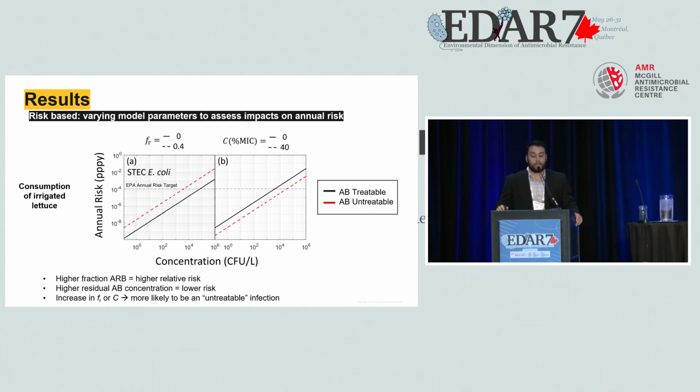Some of the key takeaways: on the left side, if you have a higher fraction of ARB going from 0 to 0.4, or 40%, the line goes from black to red, and it goes up by maybe about half an order of magnitude or close to 1 order of magnitude. Therefore, a higher fraction of ARB in this case produced a higher relative risk. If we go to the right side, we see the opposite effect. The higher the C, or the residual antibiotic concentration, the lower the risk.